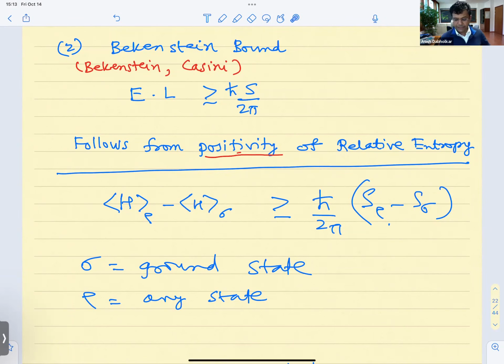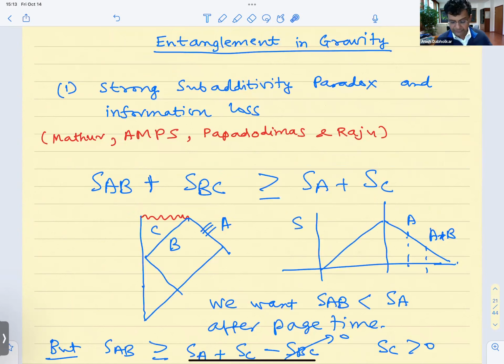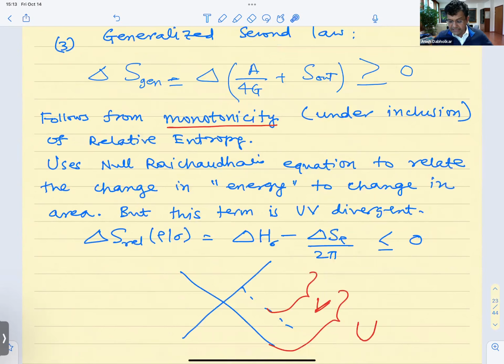But the one that is of particular interest, at least for me, was this generalized second law, which was proposed by Bekenstein a while ago. But there was a very non-trivial and beautiful proof by Aron Wall, showing that it always increases. This generalized second law, in some sense, says that area over 4G plus the entropy of everything that is outside the black hole always increases. And this follows from the monotonicity of the relative entropy.